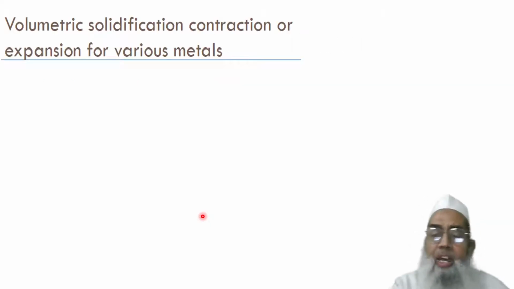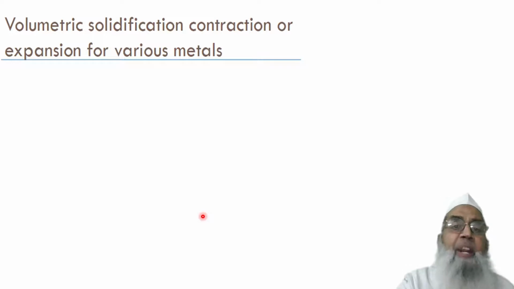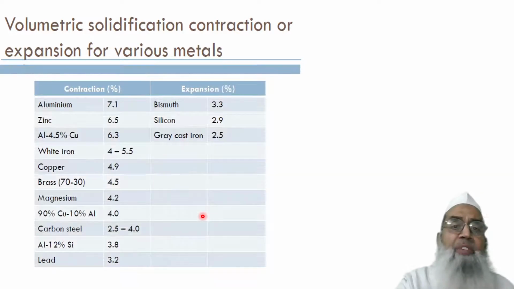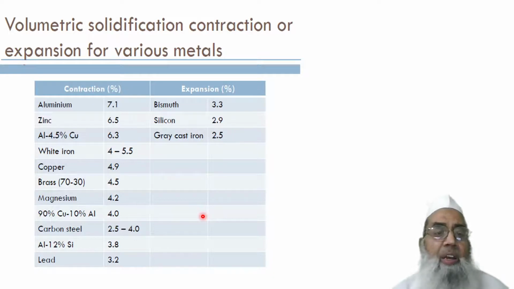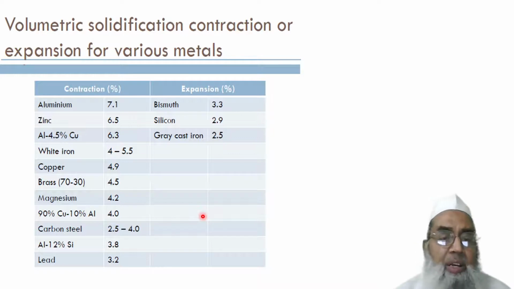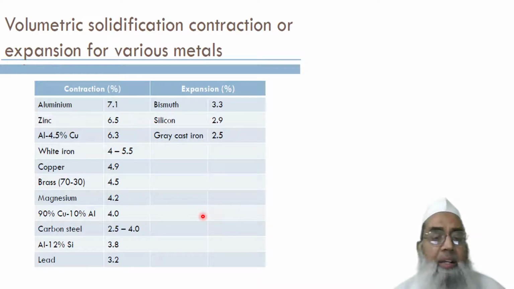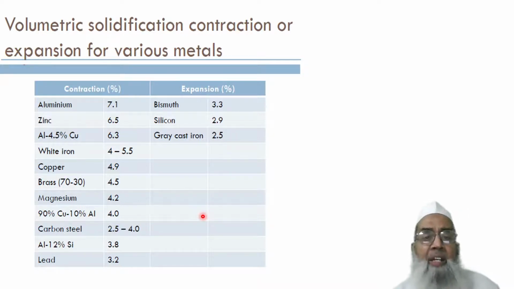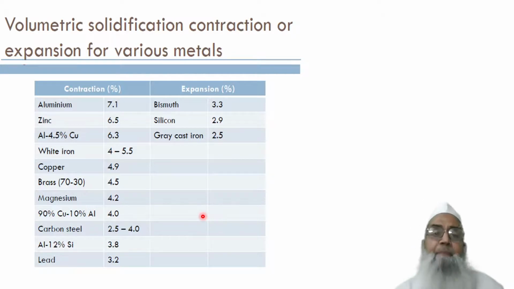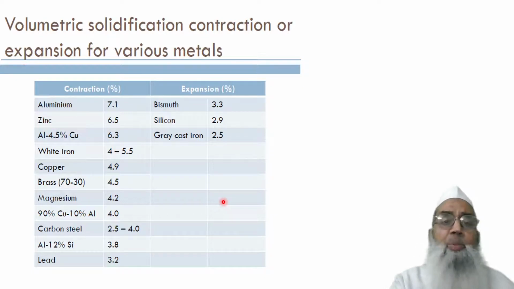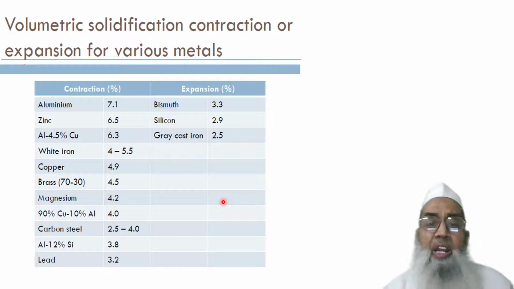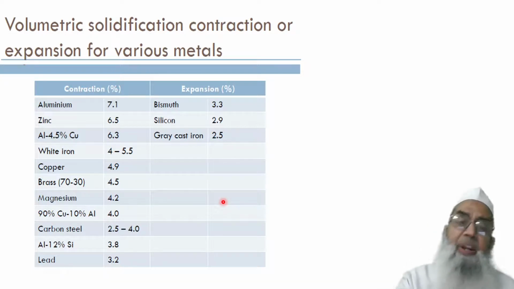Now, there are different volumetric solidification contractions or expansions for various metals, given in this table: aluminum, zinc, aluminum alloy, white iron, copper, brass, magnesium, carbon, and lead. But there are certain metals which expand after solidification, like bismuth, silicon, grey cast iron, etc. Therefore, since we know the coefficient, we can incorporate this in the pattern itself.